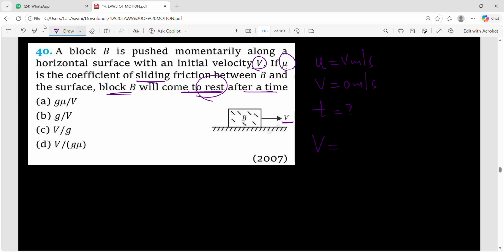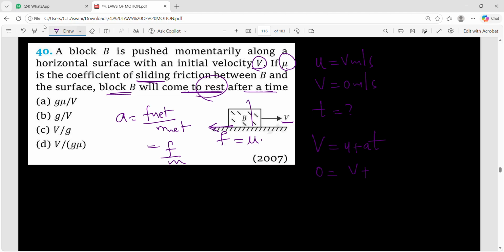That is the question. So just use the kinematic equation: v = u + at. Final velocity 0, initial velocity v. What is the acceleration? Acceleration is nothing but F net upon m. There is no external force, which means we have only the frictional force. So this is F upon m.